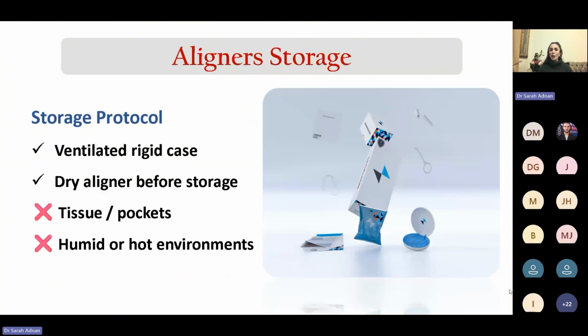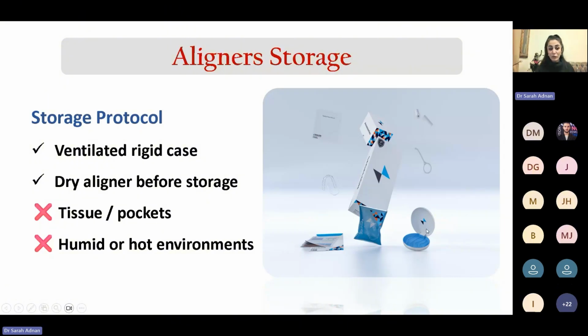So, where to store the aligner? The best place for the aligner is the patient's mouth. The aligner should be in the patient's mouth for 22 hours per day, as we said. But during the time when the aligners are not in the patient's mouth, such as during eating or brushing, it should be stored in its case. It's a beautifully made, ventilated, rigid case.